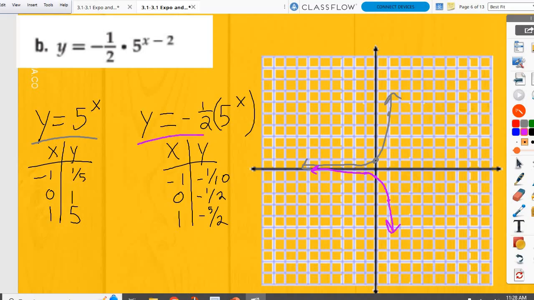And then what's the last thing that we have to worry about? The -2 that's up in my exponent, yes? What did we say that -2 does? It's going to be horizontal. And remember that when it's horizontal, it's the opposite direction of the sign. So that's going to move it 2 places to the right.